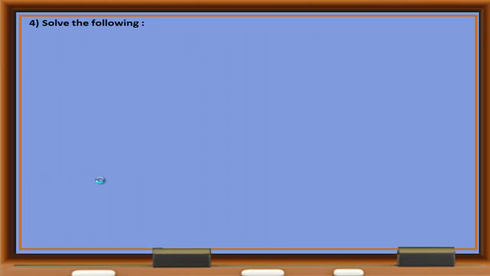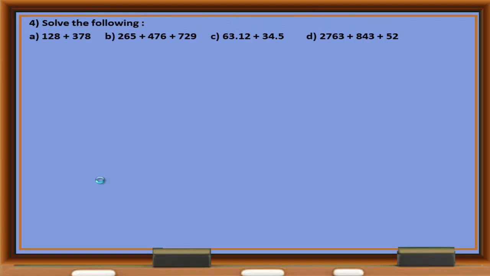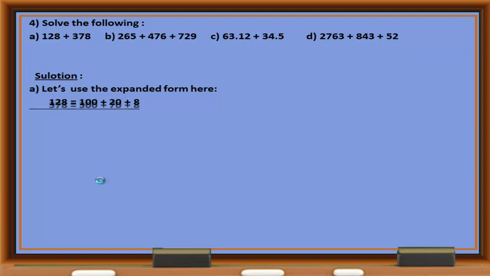Number 4. Solve the following. Okay, students, before we work the solution, you should work the questions in your exercise book by yourselves. Solution. A. Let us use the expanded form here. 128 is equal to 100 plus 20 plus 8. 378 is equal to 300 plus 70 plus 8.